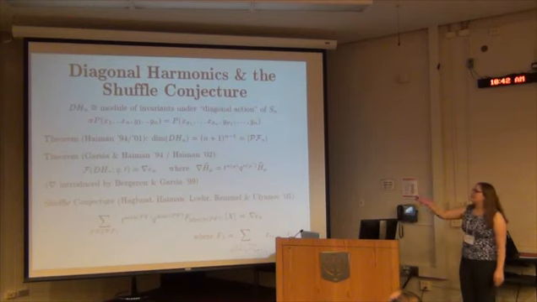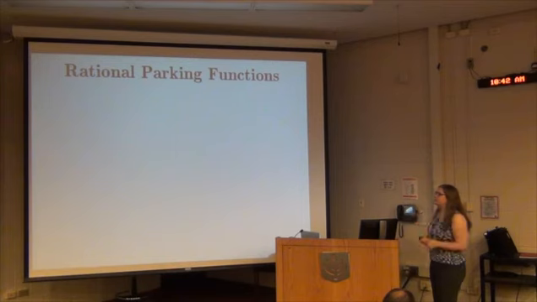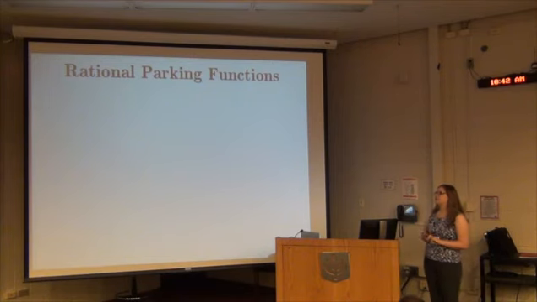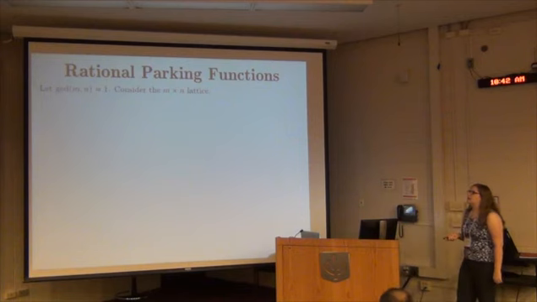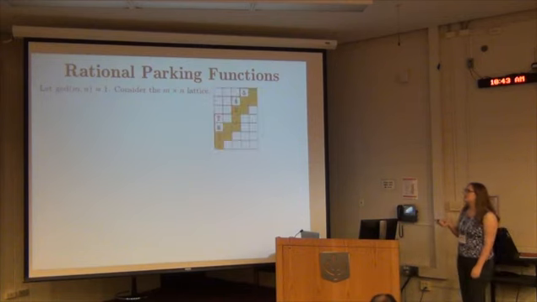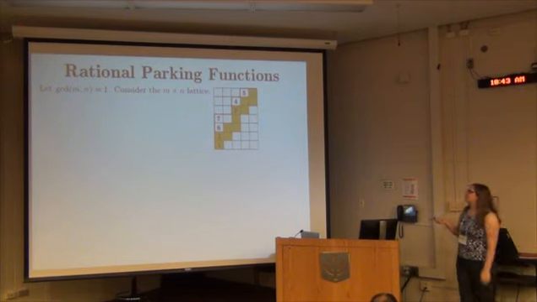Okay, so this brings us to the rational side of things. The original formulation of the rational parking functions and the rational shuffle conjecture starts with coprime side lengths. So basically I'm going to look at parking functions in a rectangle instead of in a square, and I need that m, the width, and n, the height, are coprime. The reason for that will become apparent shortly.